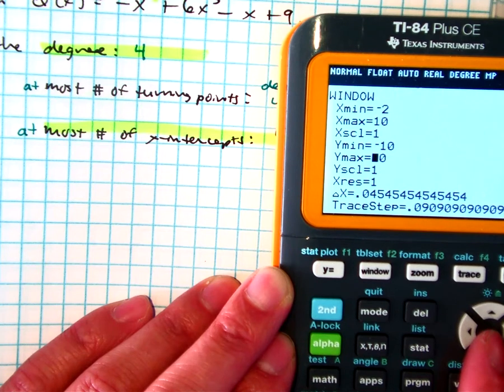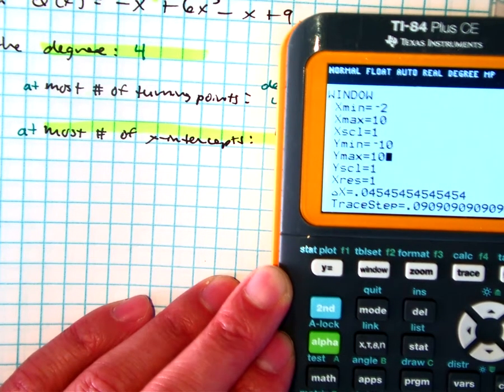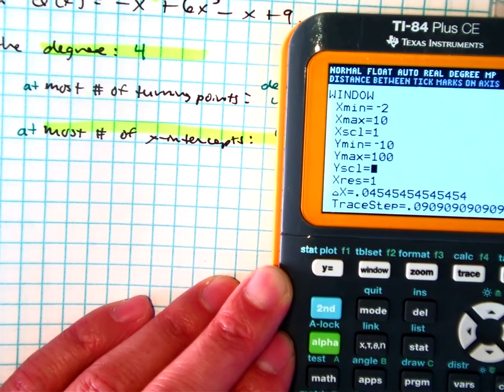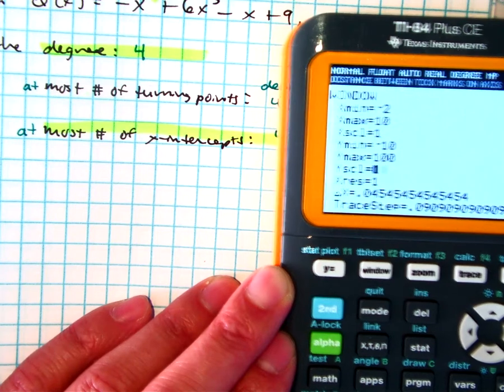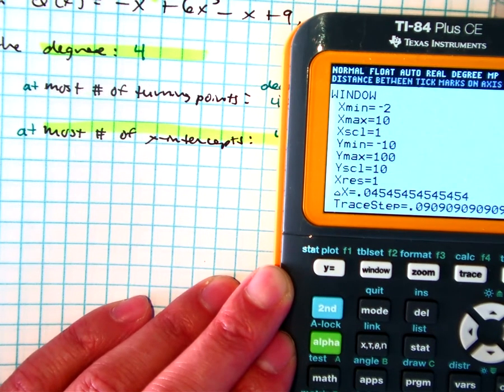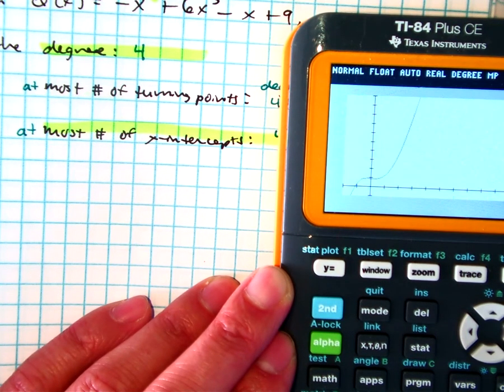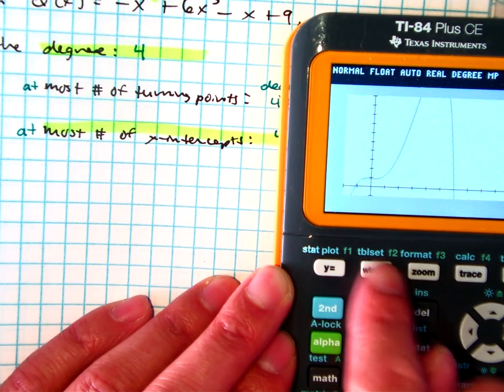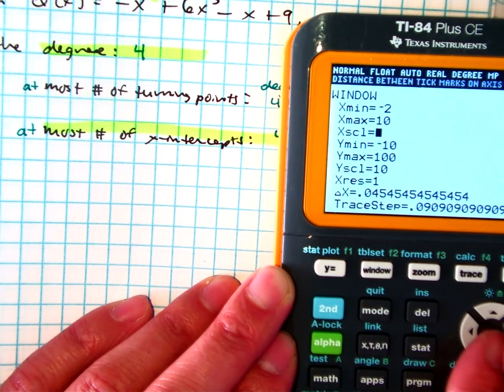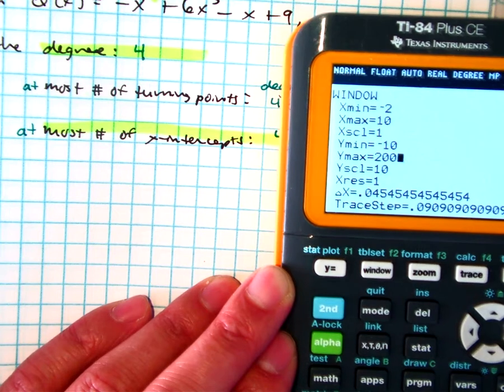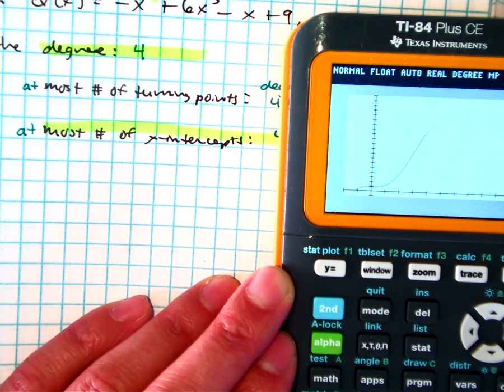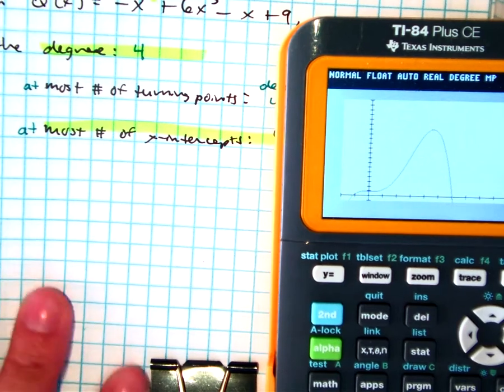Someone said y maximum of 100. And the y scale basically means when do you want to see a tick mark. So I'll put 10. Let's graph it. Oh, boys. What happened? 500? 200. Ah, we made it. Okay, let's make a quick sketch of this graph.